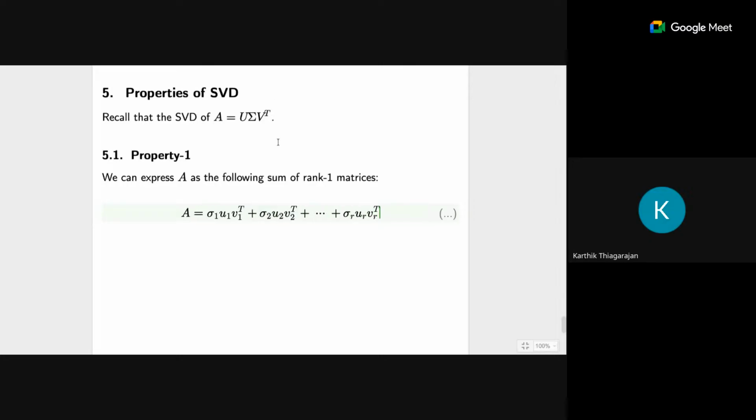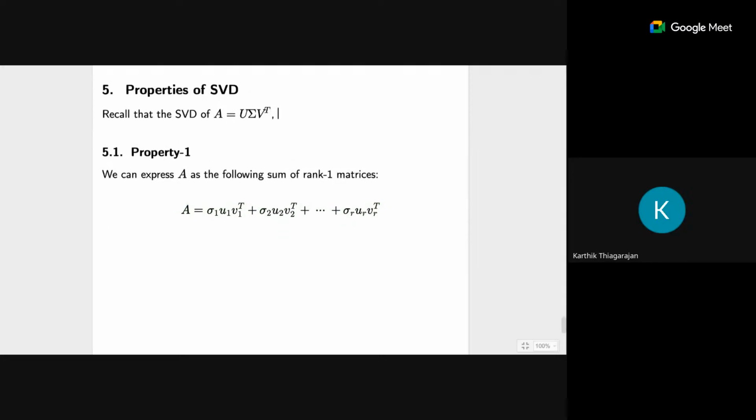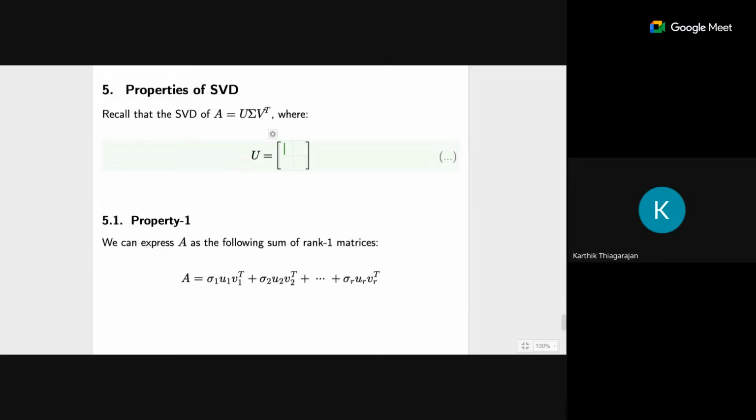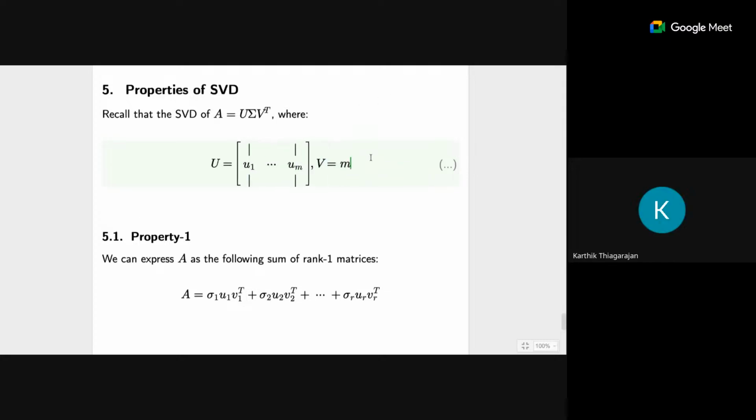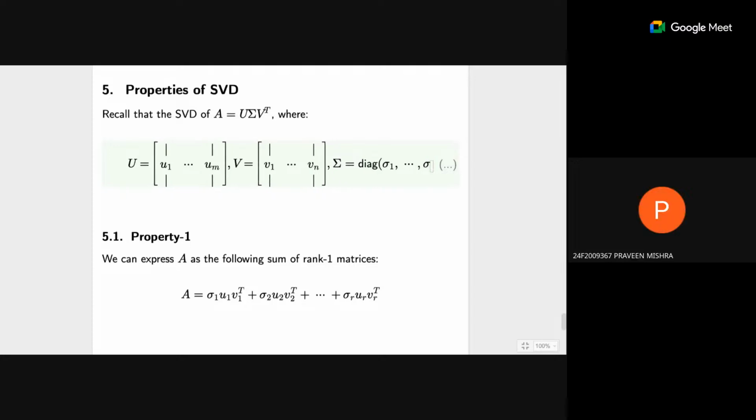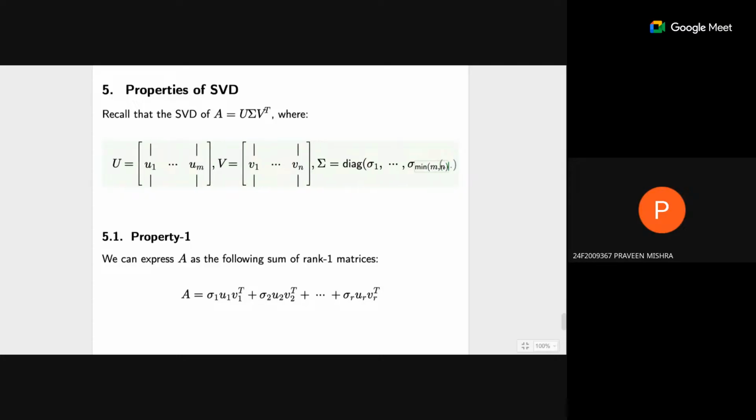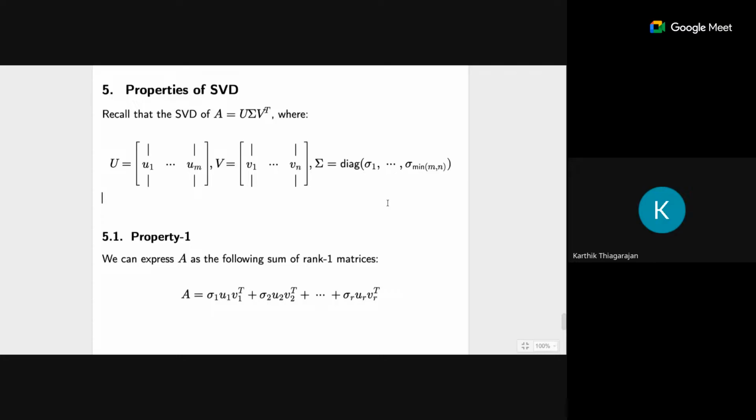This is a very, very important form of SVD. It's a beautiful representation actually, so I'll just add this so that it becomes clear. This is U1, all the way till Um, and V is likewise V1 all the way till Vn. These are n columns, m columns, and D. So sigma is of course the diagonal of sigma 1 to sigma of minimum.